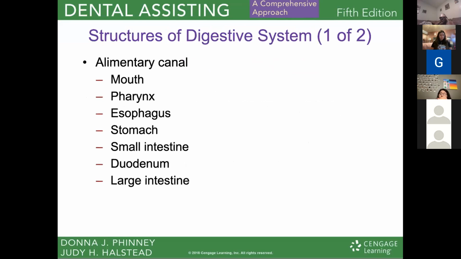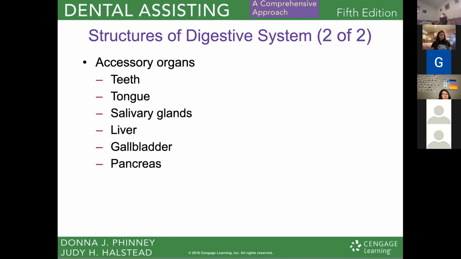The alimentary canal, or these are the structures of the digestive system. The alimentary canal is a tube from the mouth to the anus and includes the mouth, the pharynx, the esophagus, the stomach, the small intestine, the duodenum, and the large intestine. Some accessory organs are the teeth, the tongue, the salivary glands, the liver, the gallbladder, and the pancreas. So these are all structures of the digestive system.